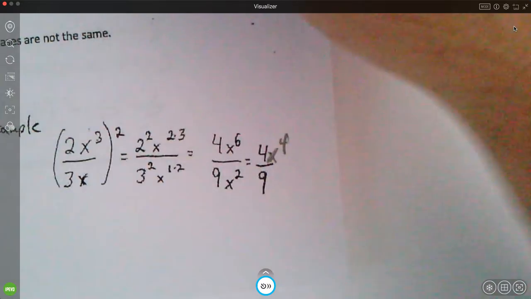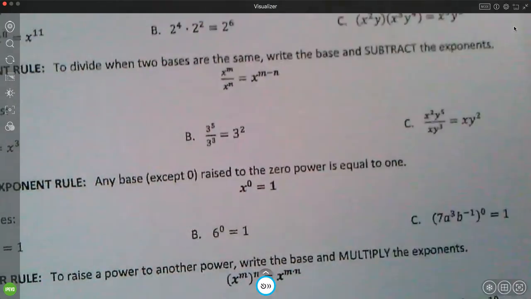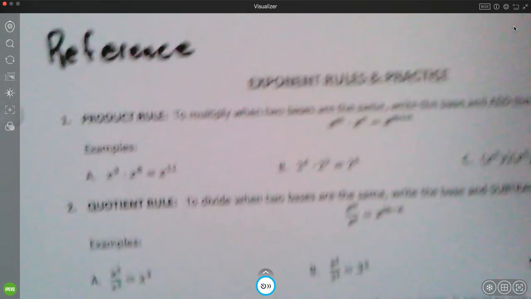So that's a lot of rules now to have in your tool bags, and it's going to take a little bit of time to get. So that's the end of the reference. I'll show you one more page of reference that will help you go through it.